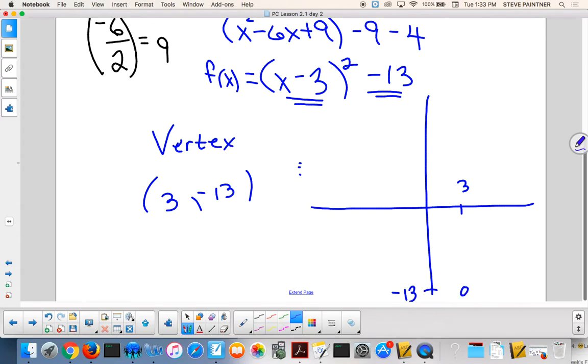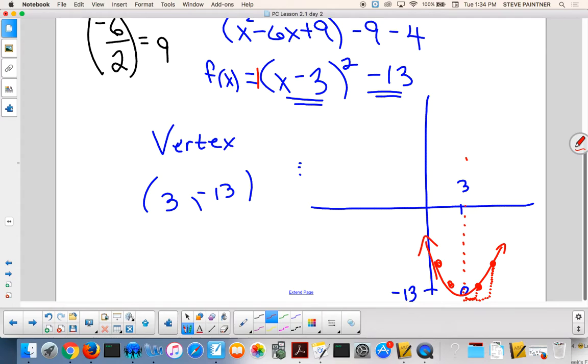Now remember, this is just a sketch. Help me, where do I go now? What's the a value? Yeah, the a value is 1, right here. If it's 1, it acts just like who? Your parent. Over 1, up 1, over 2, up 4. Here's that axis of symmetry, right? Mirror it, and there's your look. Good? That's just a quick sketch, okay?